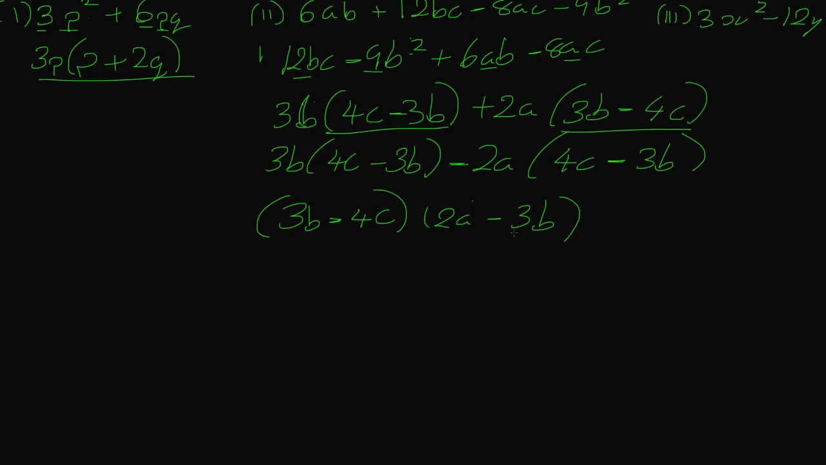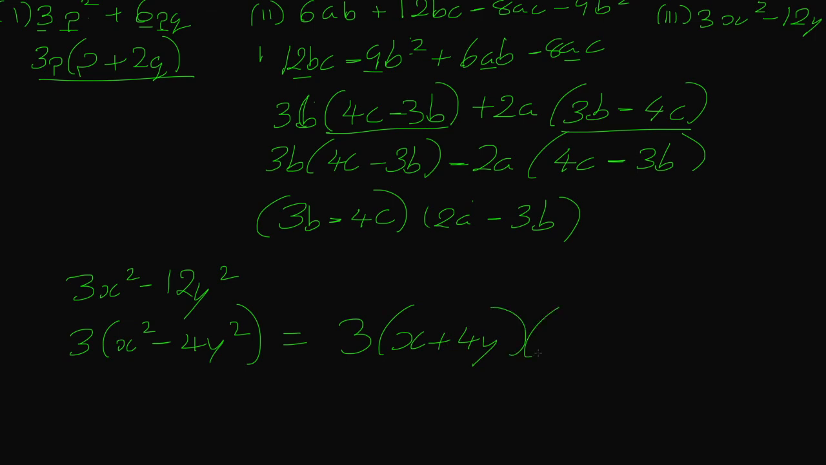Okay, very good. So now for the next one, which is up here in the corner, we'll bring it down. So 3x squared minus 12y squared. You notice the difference of two squares, so if we factor out a 3, we get x squared minus 4y squared. Okay, so then if we do the difference of two squares on that, that'll be 3 times x plus 2y, x minus 2y, where we get the square root of 4y squared, which is 2y.